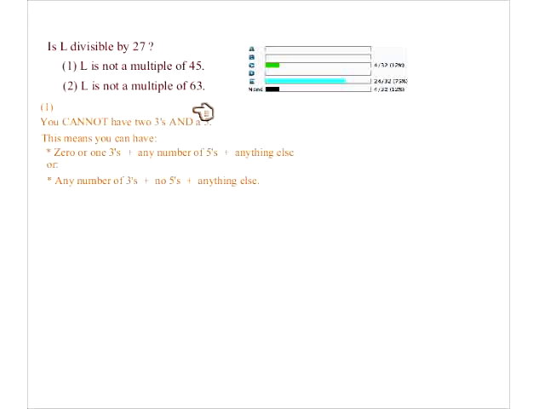So 27 is 3 times 3 times 3, so if you have this sort of situation, this would be a definite no to that. But this could go either way. So this is insufficient. Smiley face if that makes sense. Okay. All right, so that's a good number of smiley faces.